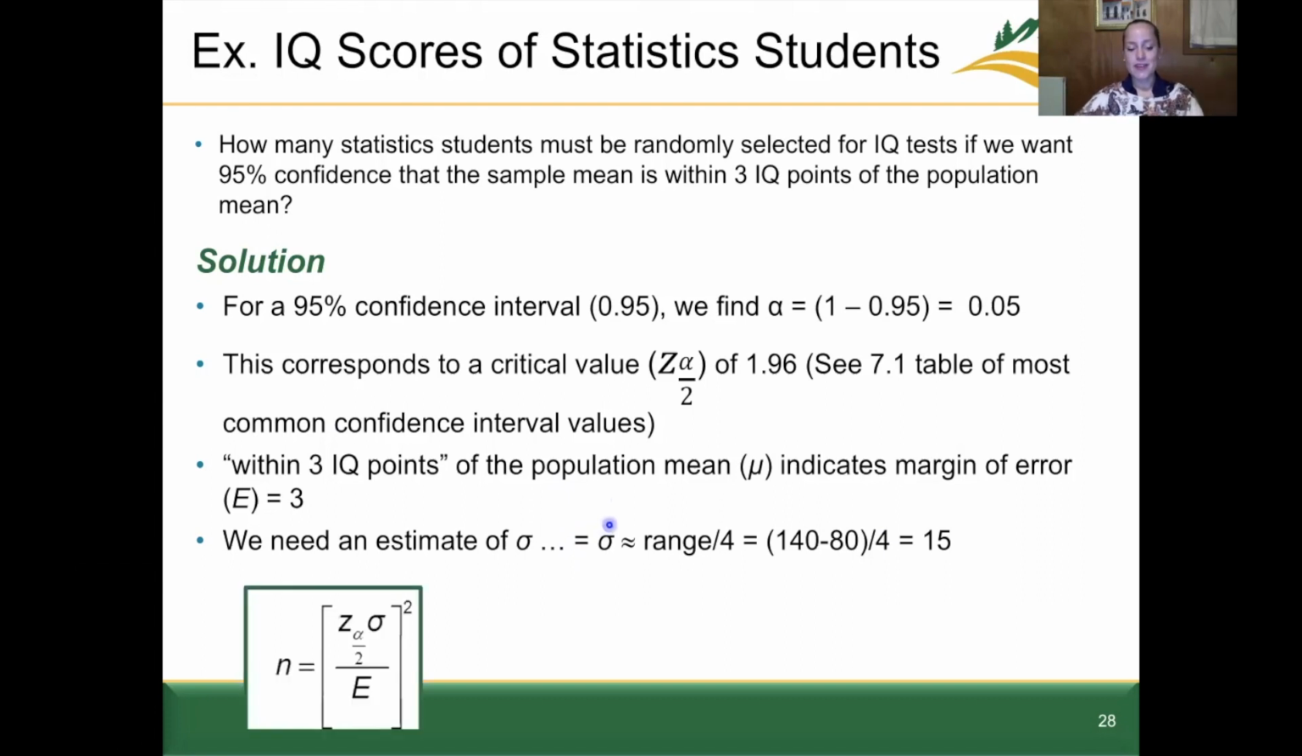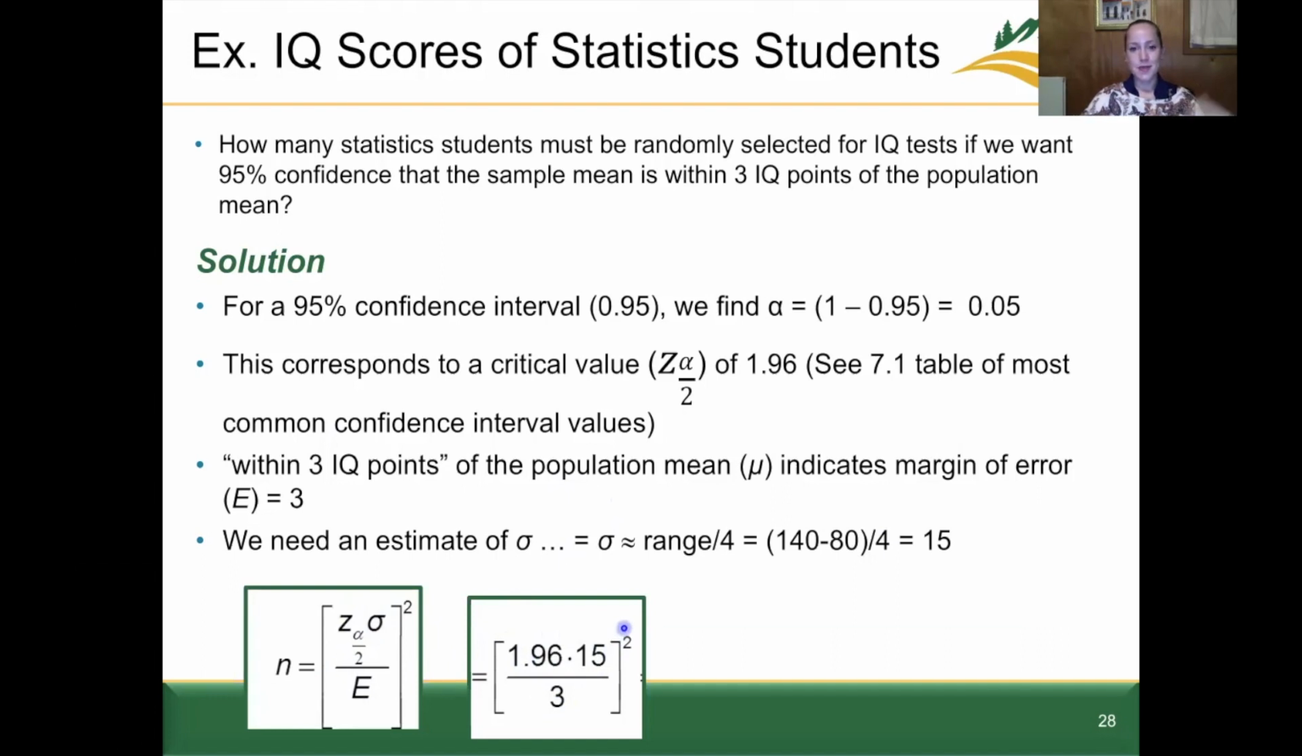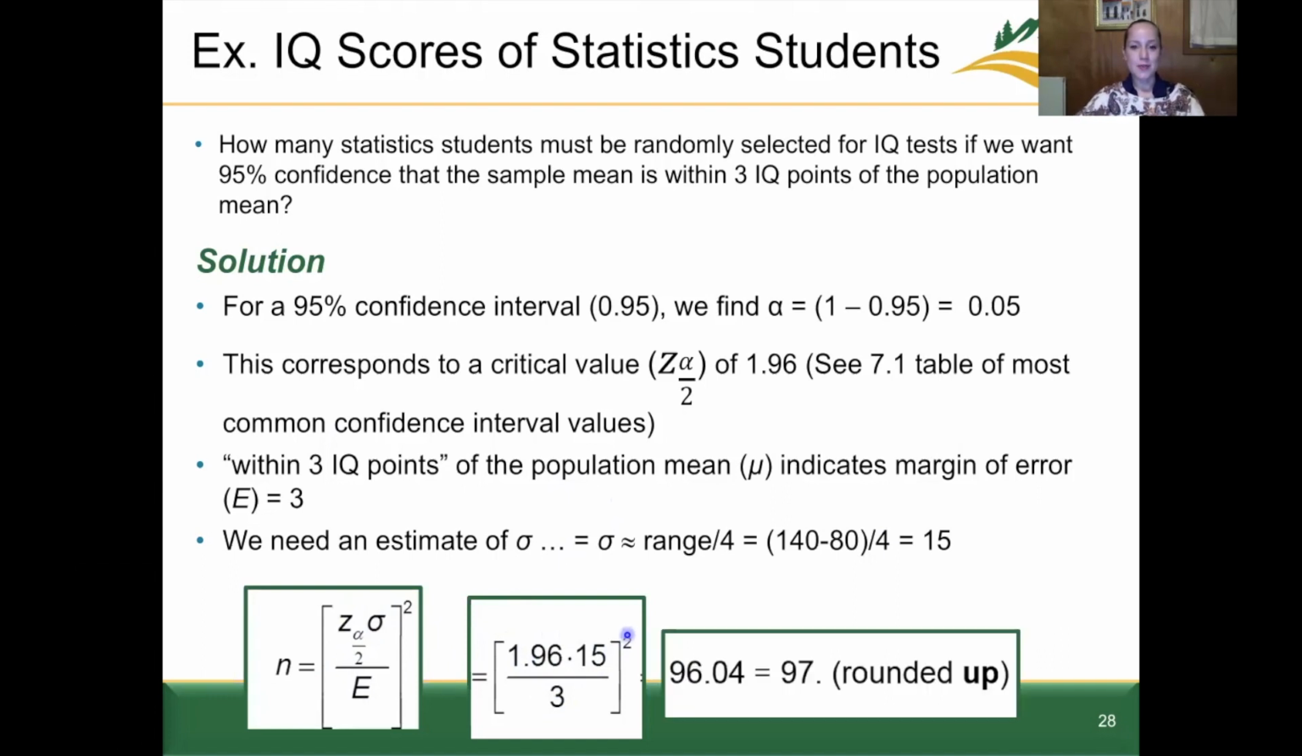Here's that equation again. n is equal to this critical value times sigma over E, all of that squared. Let's start plugging in what we just figured out. That's really equal to 1.96 multiplied by 15, our estimate for sigma, divided by E, the margin of error. We take all of that and we square it. When we do that, we should get 96.04.